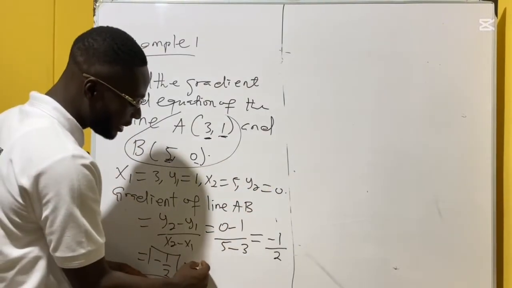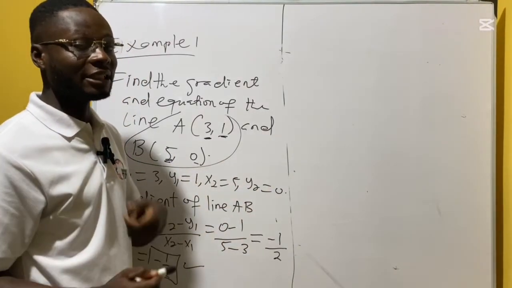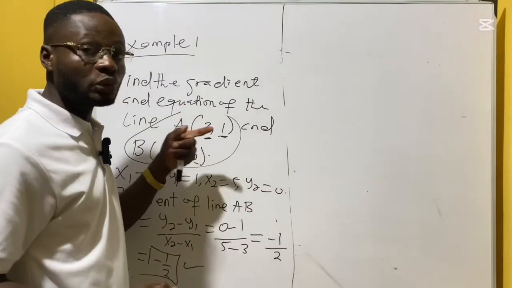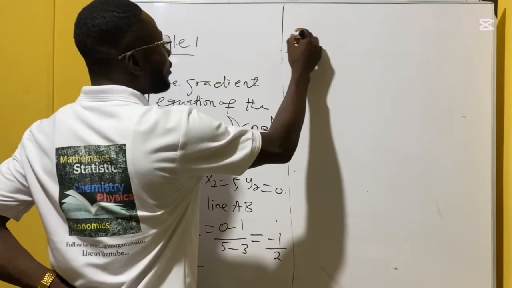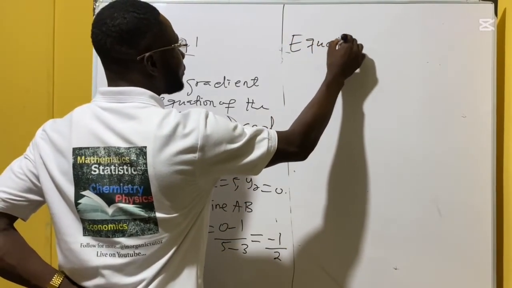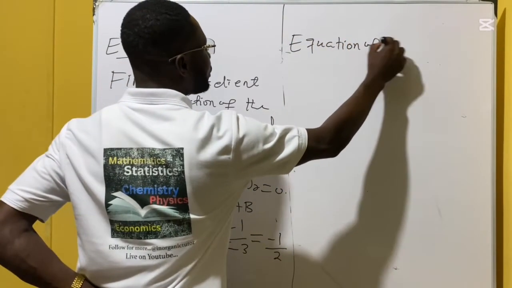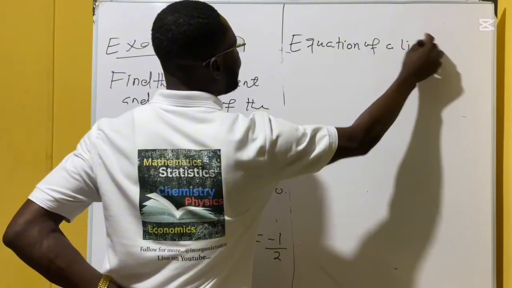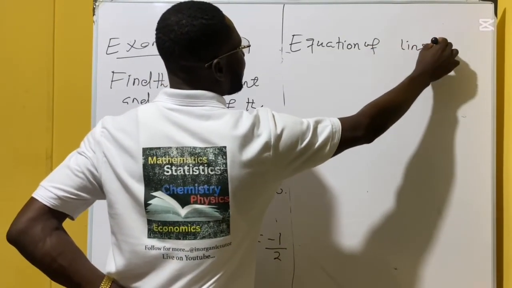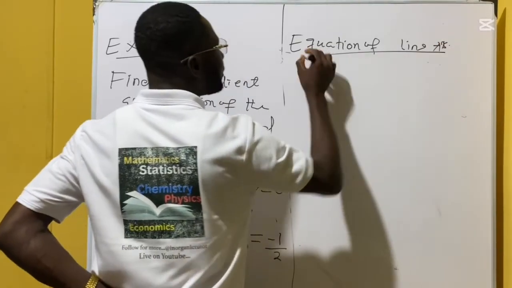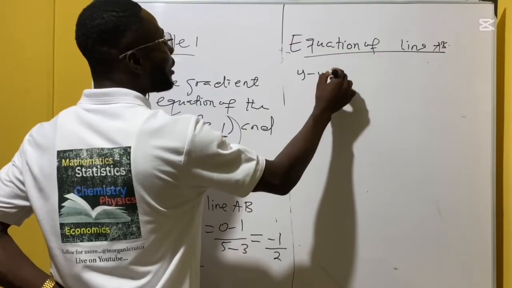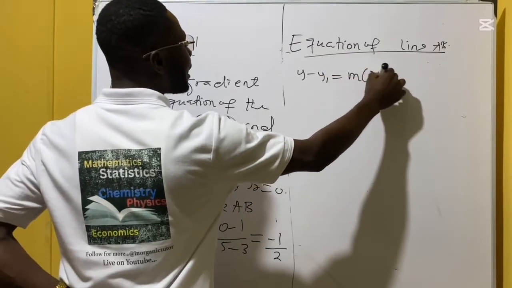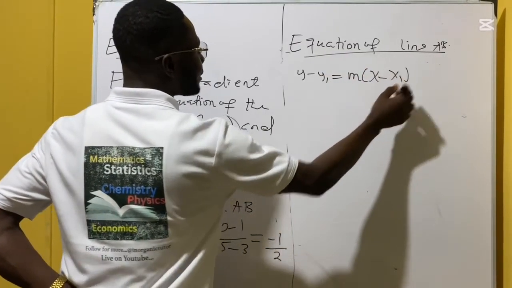So once we have the gradient, we want to find the equation of this line. The equation of line AB will be basically equal to y minus y1 equals m into x minus x1, right?